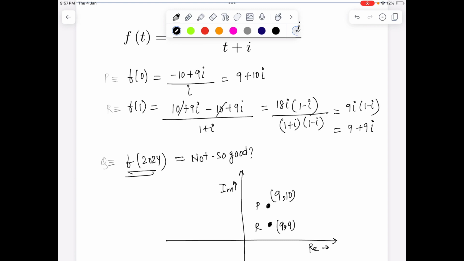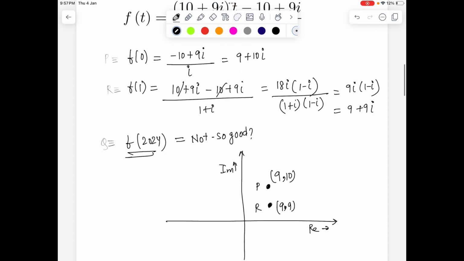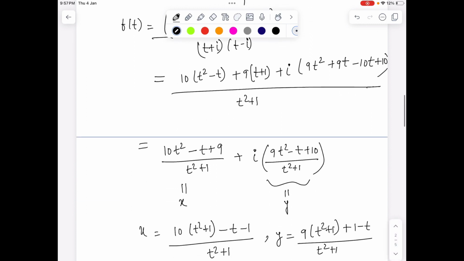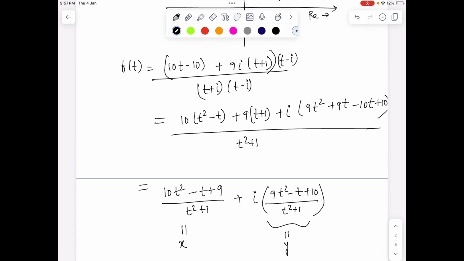The 2024 calculation is not so cool, so we'll try some other method. So here is the idea. f of t I have written in the usual form, and now I want to find the locus of f of t. So I want to find the locus of this complex number f of t as t changes, and maybe we'll get some hint out of it.